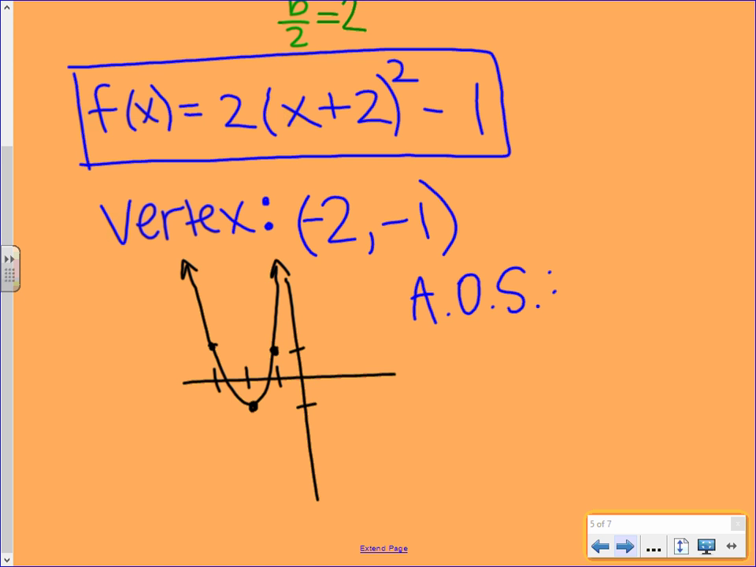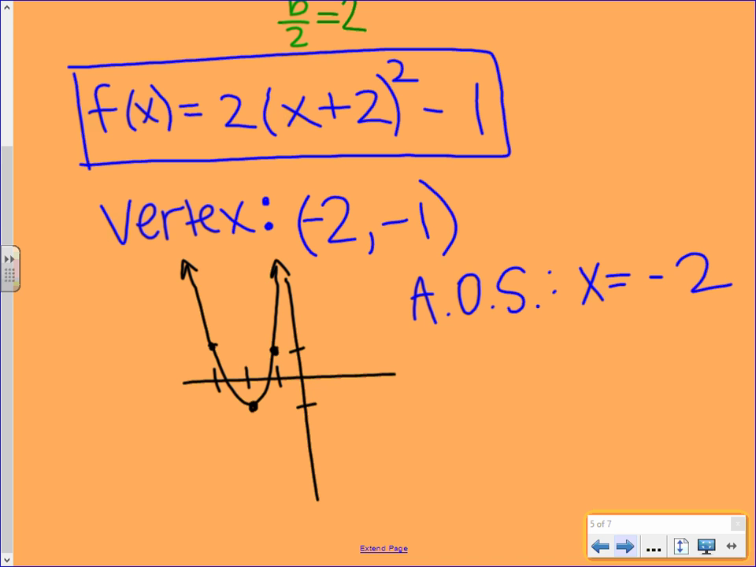Axis of symmetry. Tannen, where is it? X is -2. X equals -2. Thank you for correcting that to x equals -2. If you write -2, you will not get any credit. It has to be the line x equals -2. Questions on the completing the square?